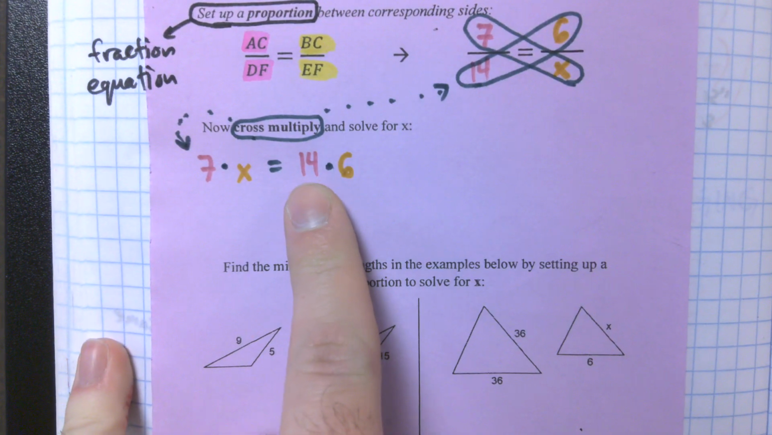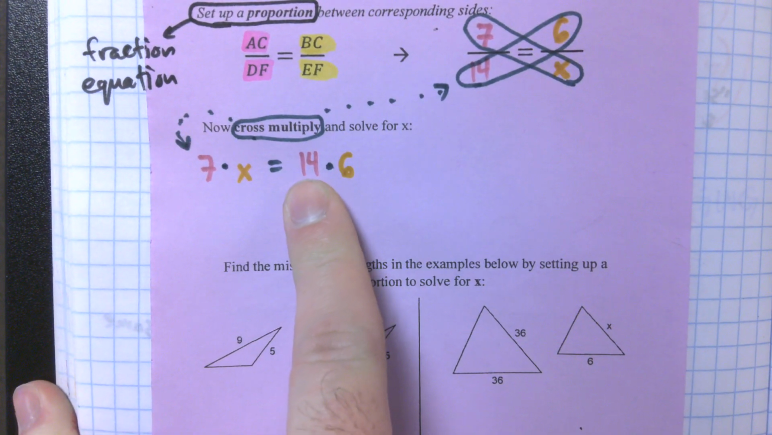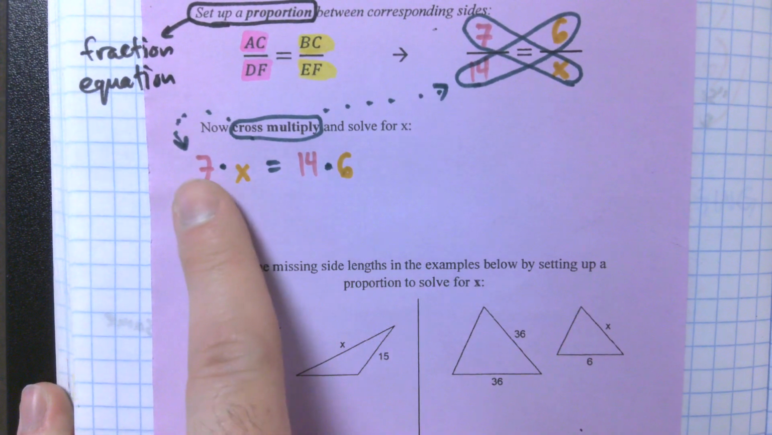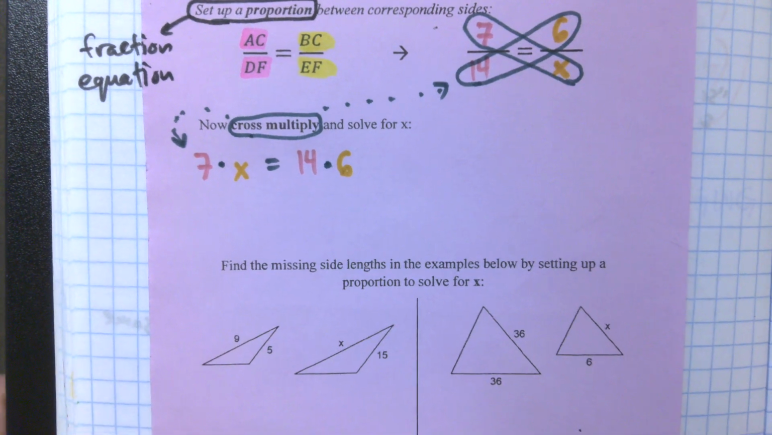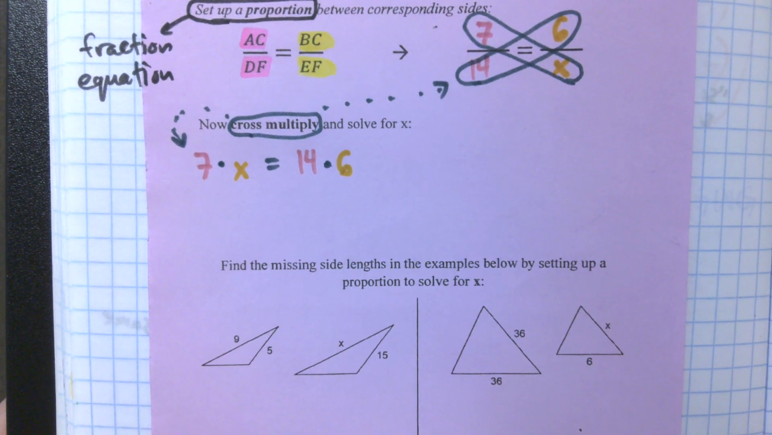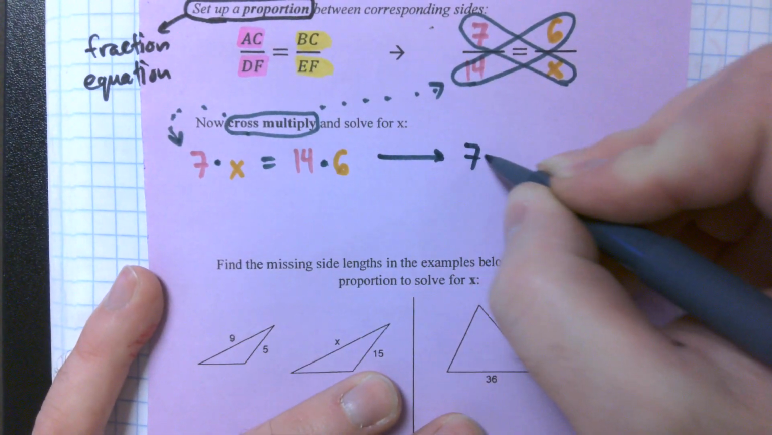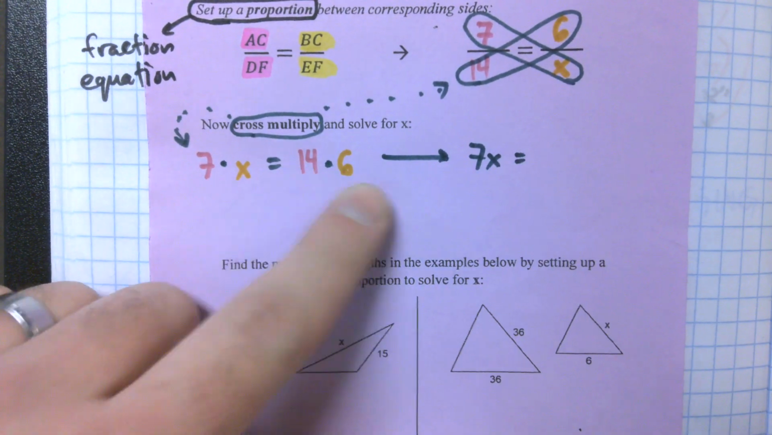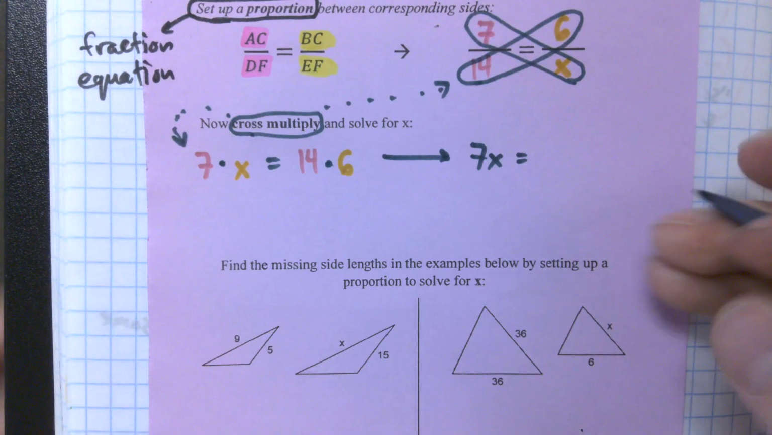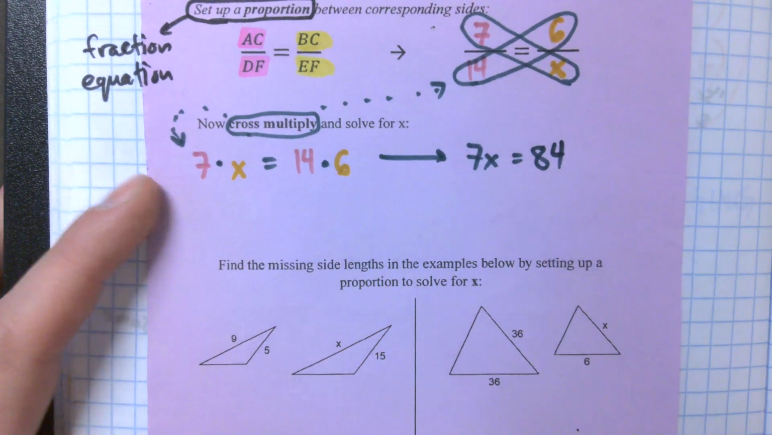You guys remember how we cross multiply like that? It's pretty straightforward, right? Okay, cool. Well, what is 7 times x? 7x. And what's 14 times 6? 84. Great job. Quick math there.